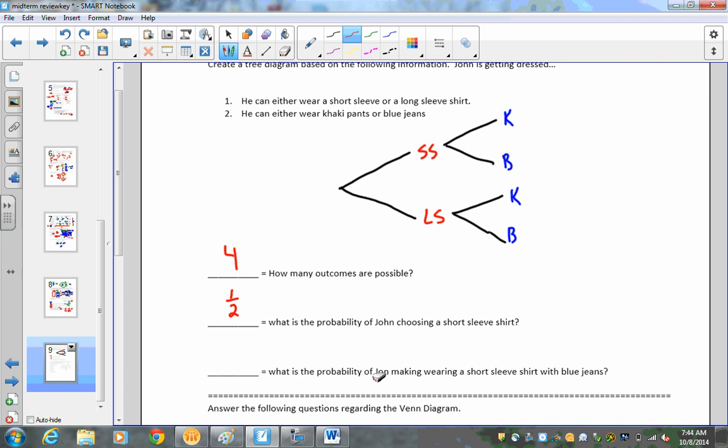What is the probability of John making, or I'm sorry, John wearing, oh okay, that was a typo. Of John wearing a short sleeve shirt with blue jeans. Well, short sleeve shirt is here, blue jeans is right here. That is 1/4. There's your probability tree. Moving on.